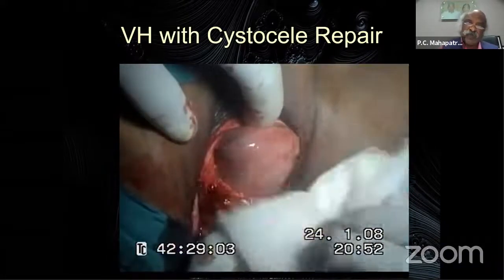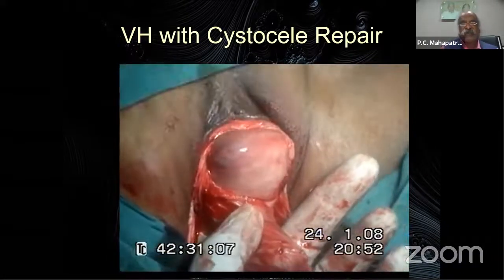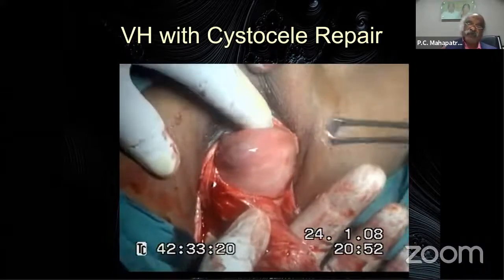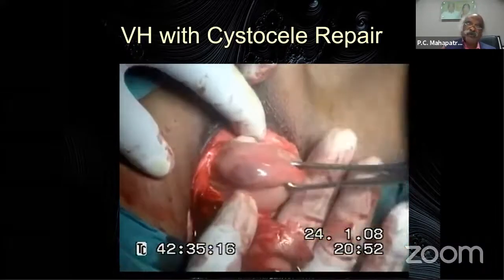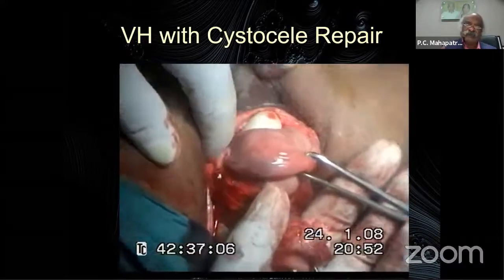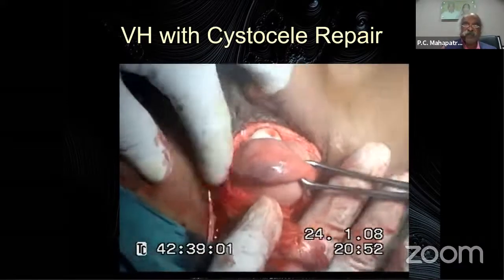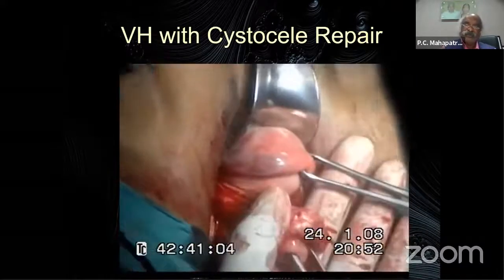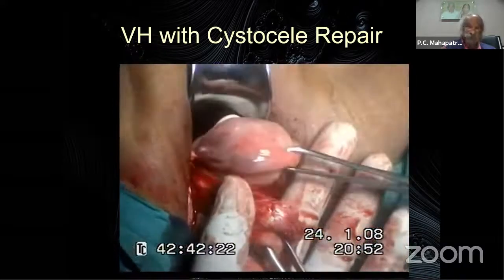You go from below upwards. You just start rather than going from above downwards. Here we want to go above downwards, 3 clamps on either side. The highest clamp, the middle clamp is the uterine artery, and the lowermost clamp is the uterosacral for that.